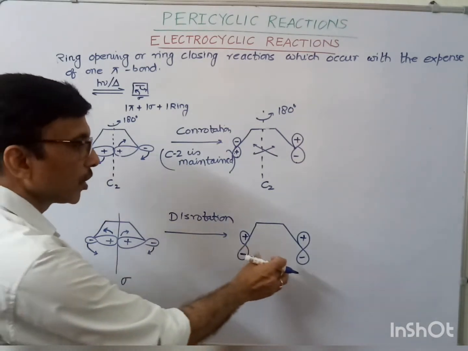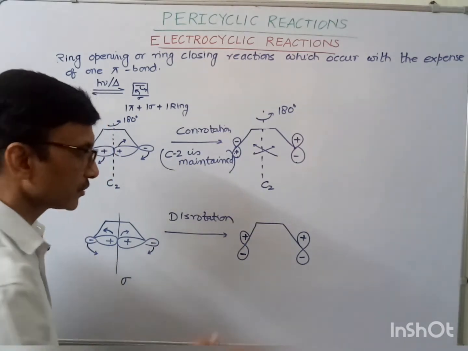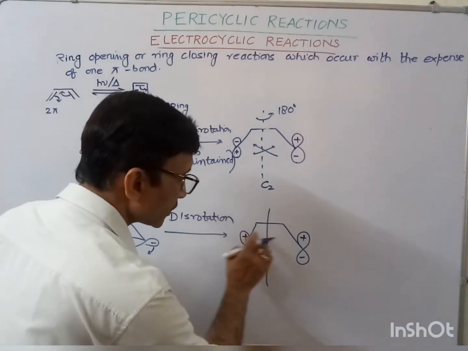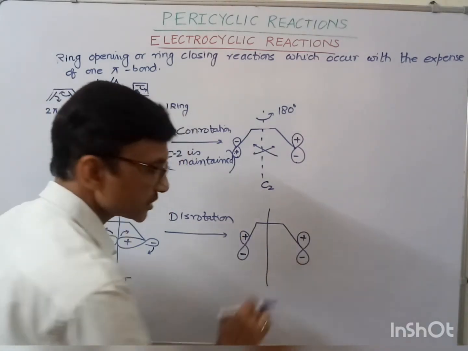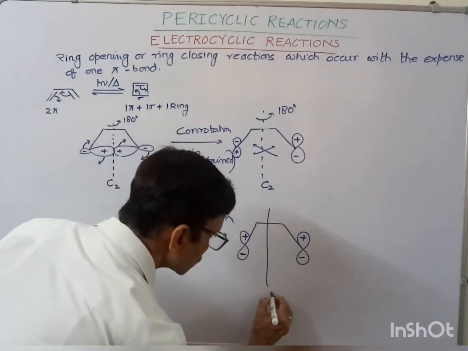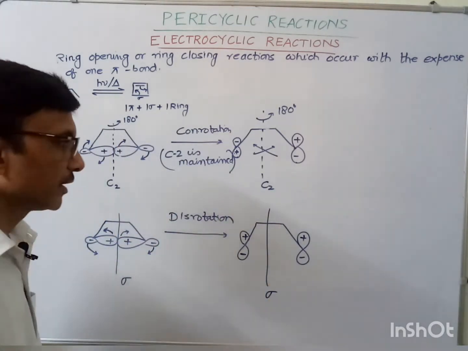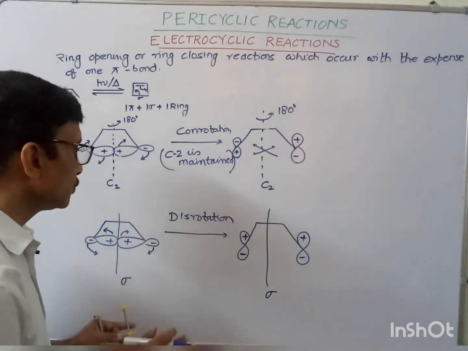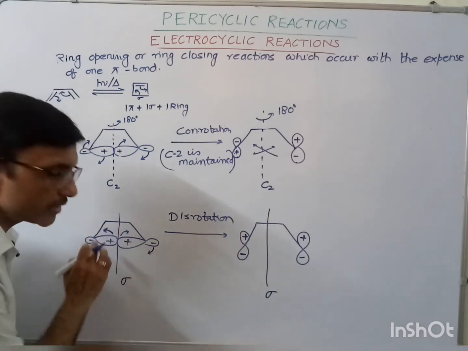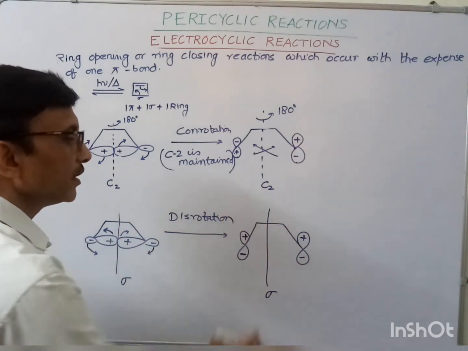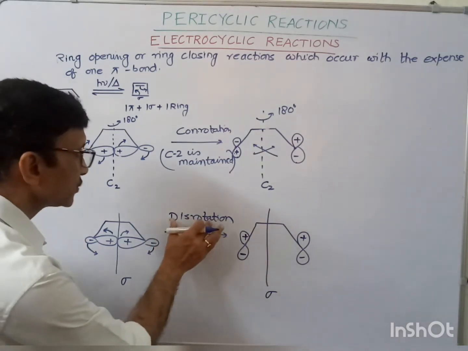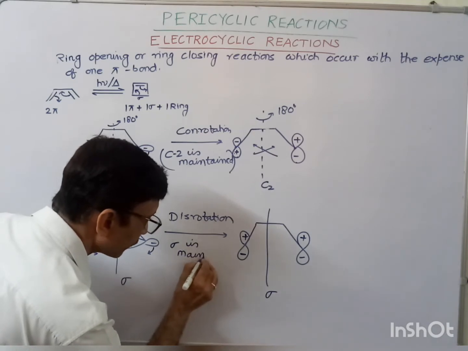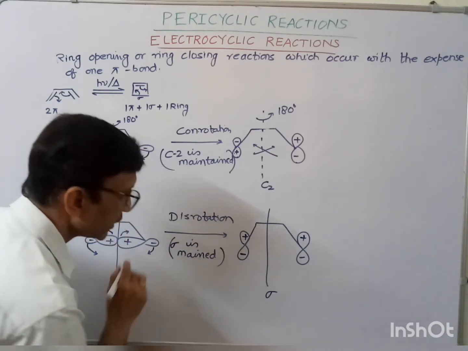Now let's come to the orbitals of the product. If you pass the mirror plane here, then in front of plus there is plus, and in front of minus there is minus. So that means it also has the mirror plane. When we do the disrotation, when both are moving in different directions, we will have the mirror plane symmetry. So during disrotation, sigma is maintained. This is a very important point. Sigma is maintained during disrotation.